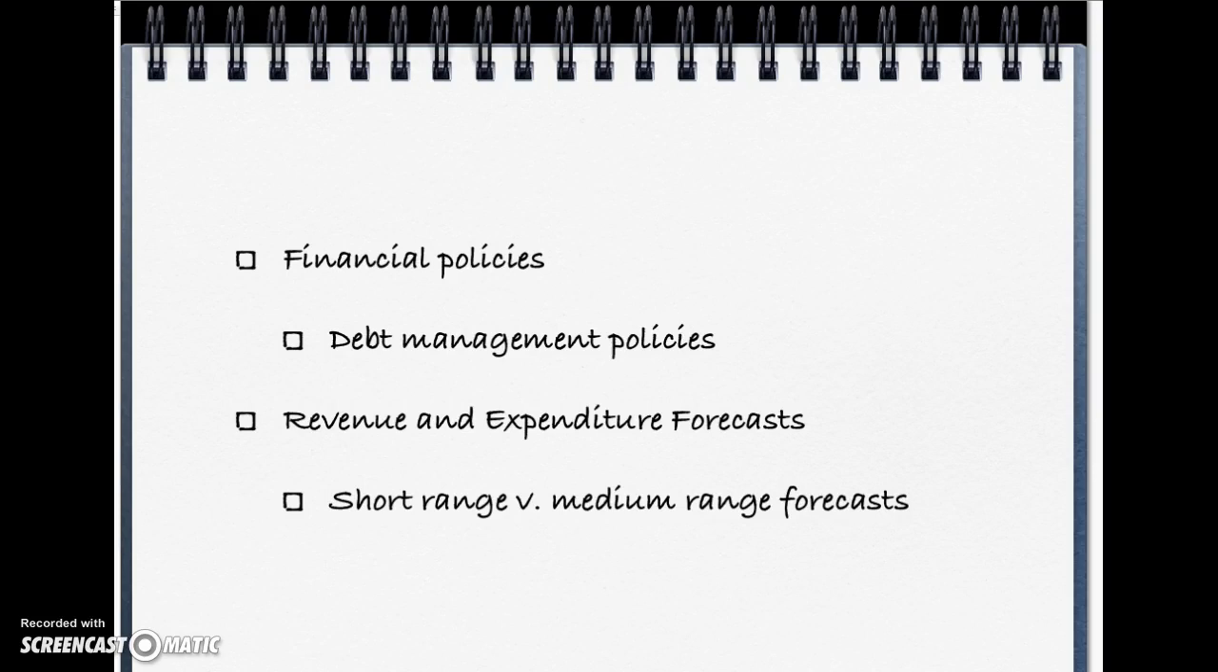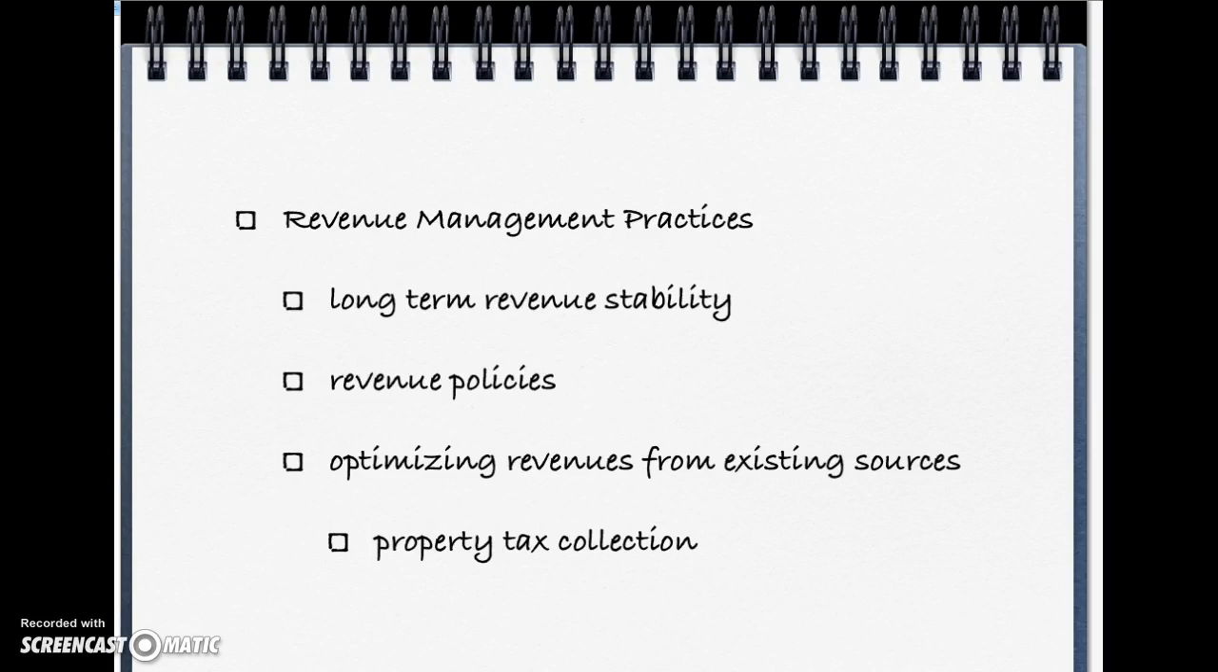So now we're going to shift from understanding financial policies and revenue and expenditure forecasts, and look at other things to consider as you determine whether it's best to hold the line, continue with the same services, or increase those services. Those are revenue management practices, and they include things such as long-term revenue stability, revenue policies, and optimizing revenues from existing sources, for example, property tax collection.